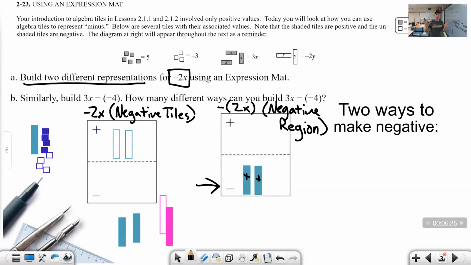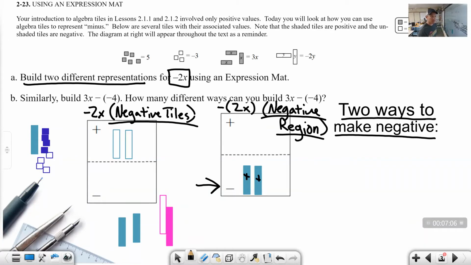And I know I'm not all the way done, but I want you to jump down to problem 2-24. There are 2 lines in your math notebook, 2-24. And I want you to start by writing 2 ways to make negative. There are 2 ways to make negative. The first way, use negative tiles. The second way is to use the negative region.